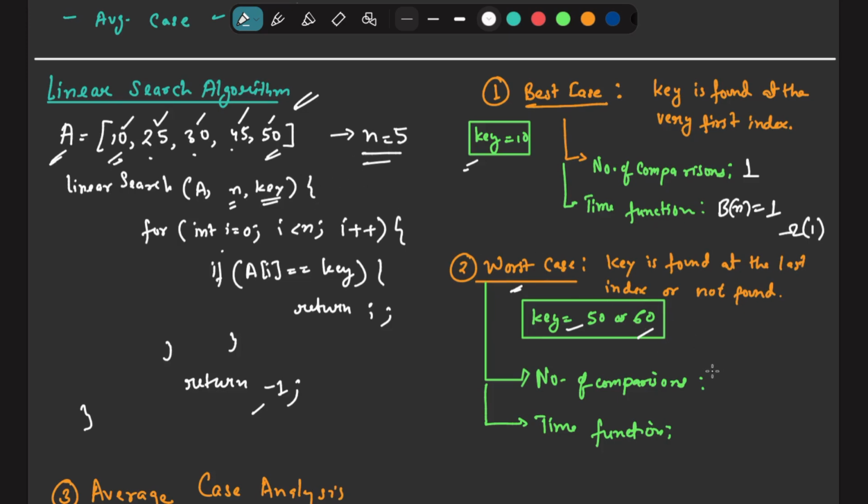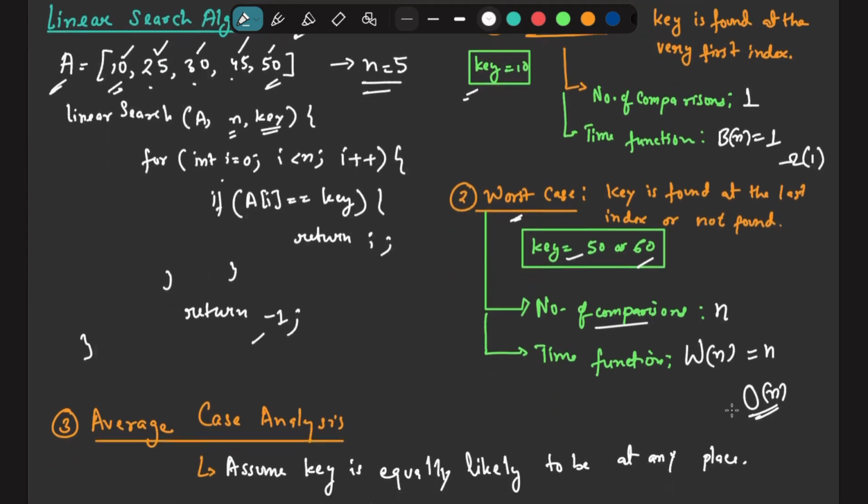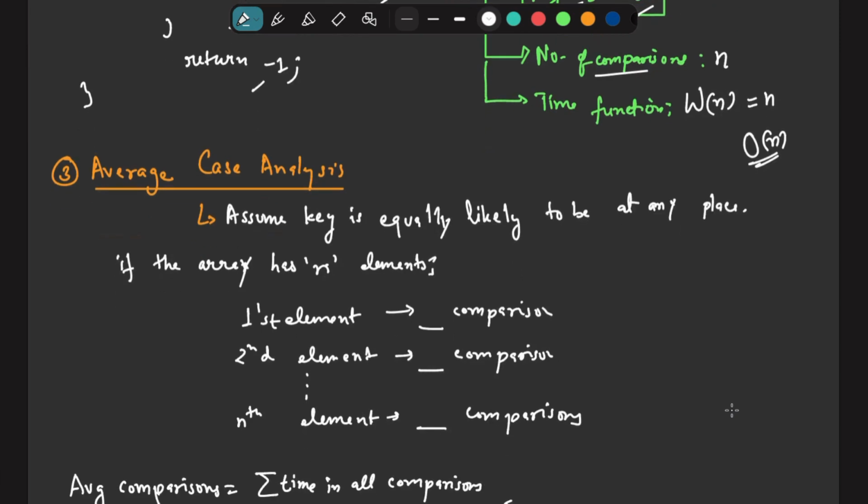So for this we needed to do n comparisons, because the key was at last or the key was not found. The time function for the worst case, let it be W of n, will be n, so it will be big O of n. So we use big O for the worst case analysis.